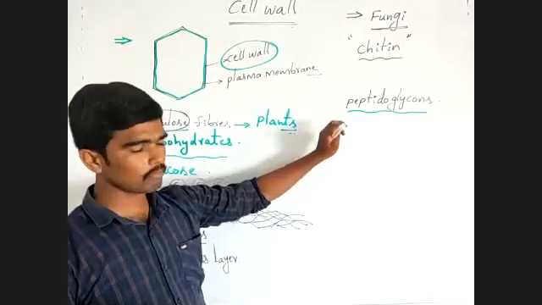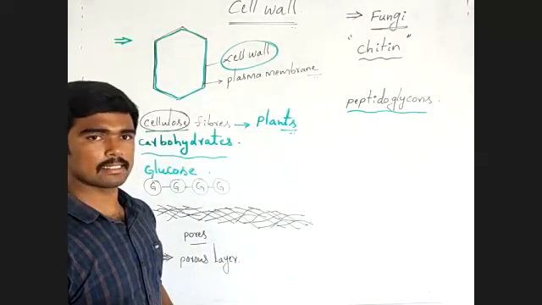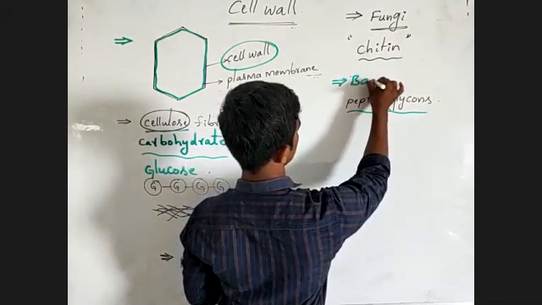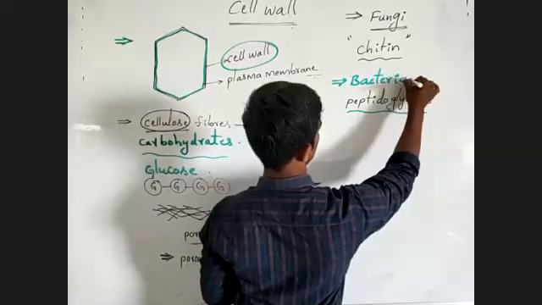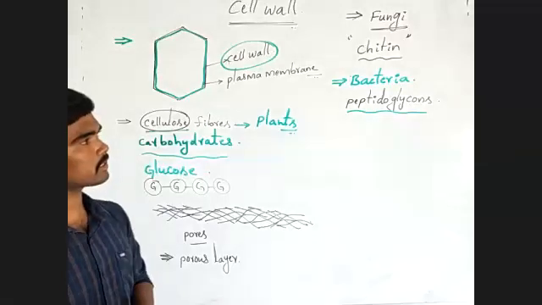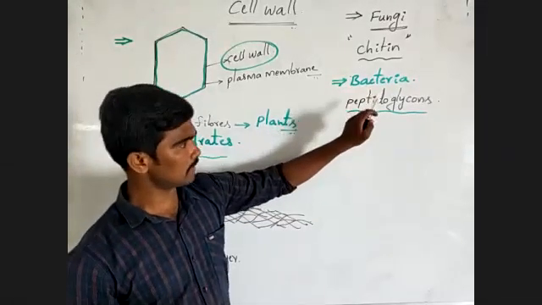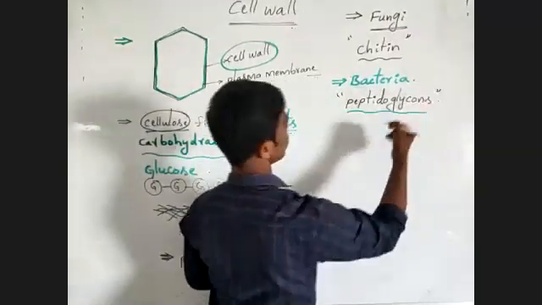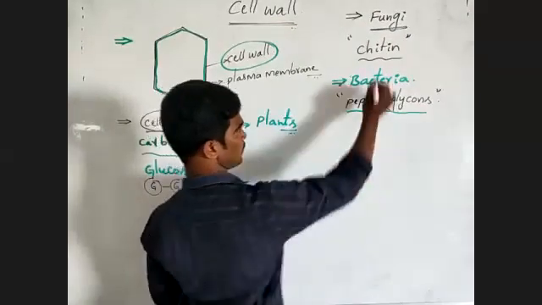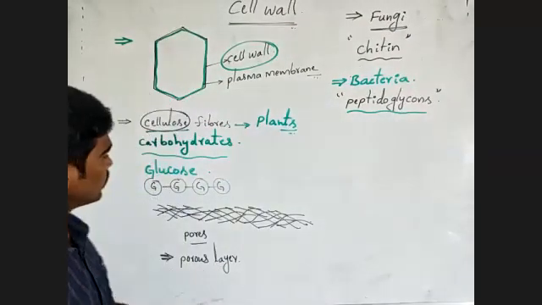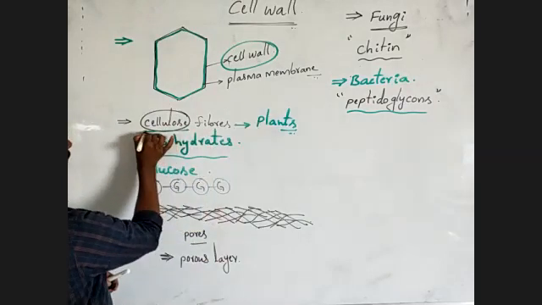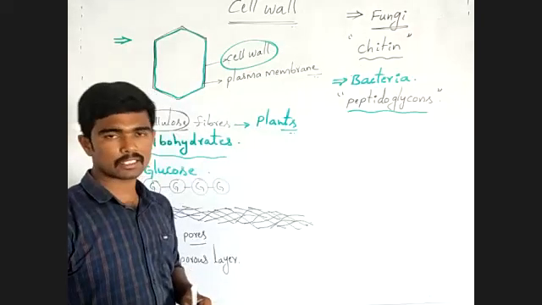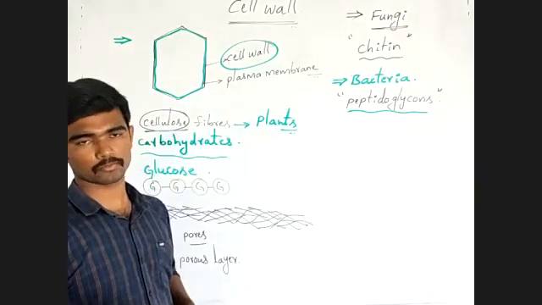Peptidoglycans are involved in formation of the cell wall in bacteria. Understanding? In bacteria, the cell wall is made up of peptidoglycans. In fungi, the cell wall is made of chitin. Next, in plants, the cell wall is made of cellulose. Along with cellulose, hemicellulose and pectin are also involved.